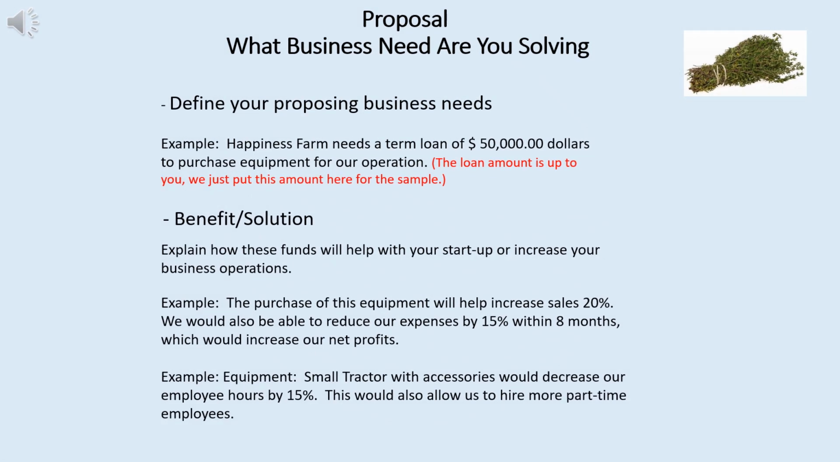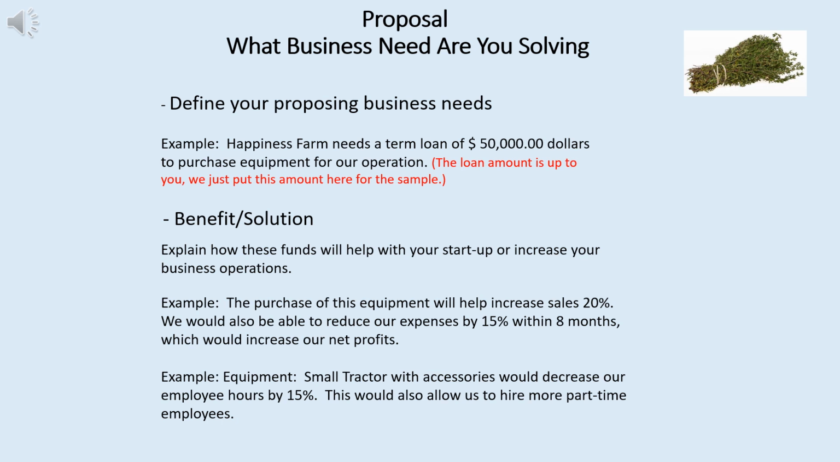Proposal. You have to ask yourself, what business need are you solving? Define your proposing business needs, give clear and concise details. Example, Happiness Farm needs a term loan of $50,000 to purchase equipment for our operation. The loan amount is up to you, we just put this amount here for the sample.